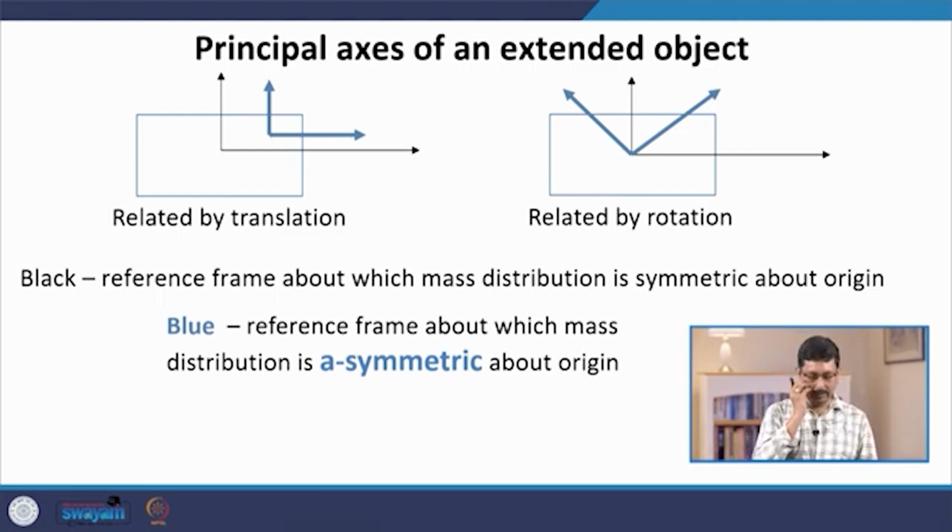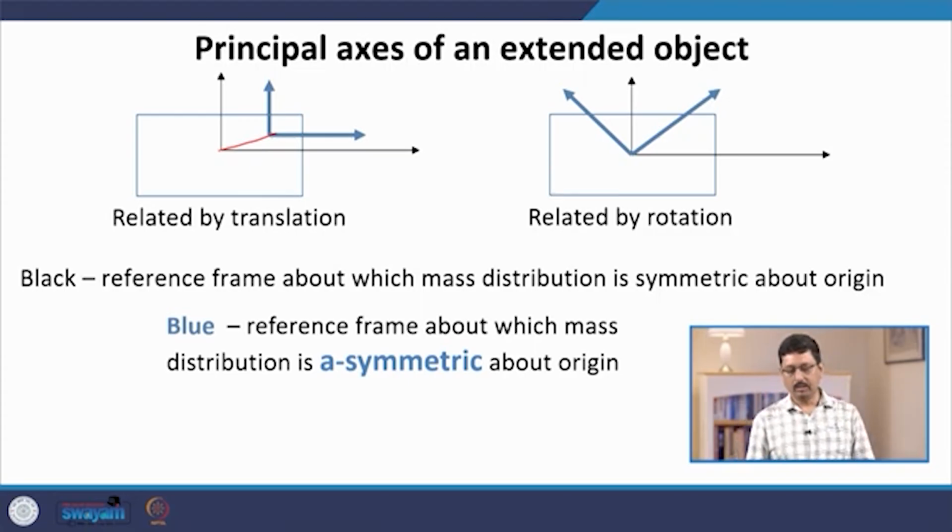So, we take a two dimensional mass distribution because it is easy to visualize in 2D. So, we take an example in 2D. This rectangle is a rectangular mass distribution. Now, we are showing two different coordinate systems, the black and the blue. In the left figure, the orientations of these two coordinate systems are parallel to each other, but the origins are different. So, you can translate one coordinate system by some fixed amount along this particular direction, and then you can go to the next coordinate system.